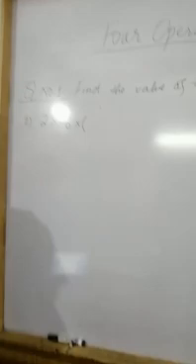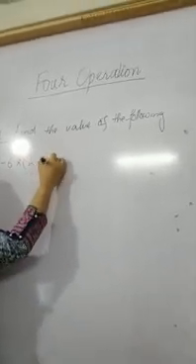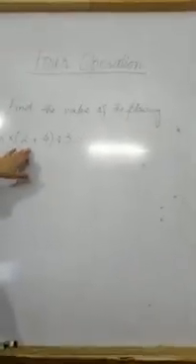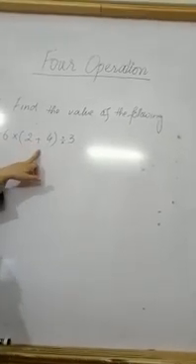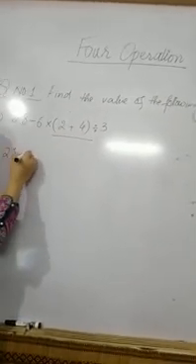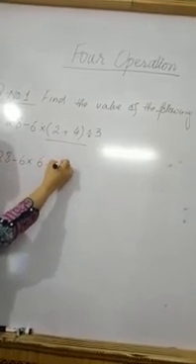The first part is 28 minus 6 multiplied by 2 plus 4 divided by 3. In it there are more than two operations, and brackets are also there, so the BODMAS rule is applied. In the BODMAS rule, first of all we have to solve the bracket. So 28 minus 6 remains as it is. We first solve the bracket, which becomes 6 divided by 3.